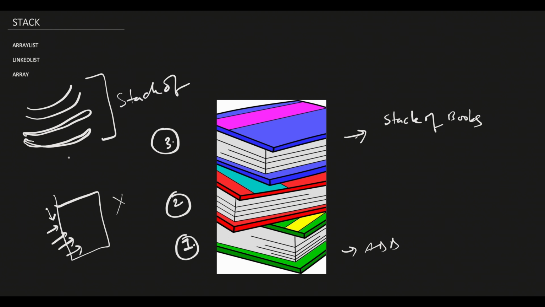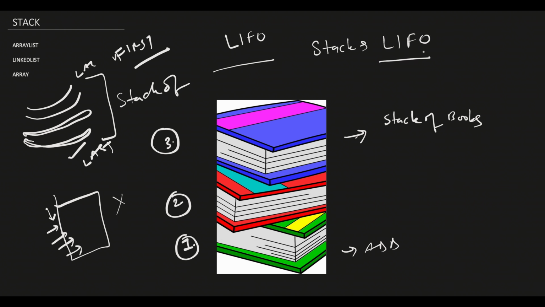Okay, so the first one that I put will always come at last, and the last one that I put will always come at first or be removed at first. So this is the LIFO data structure I'm talking about. So stack is a LIFO data structure, meaning last in first out.